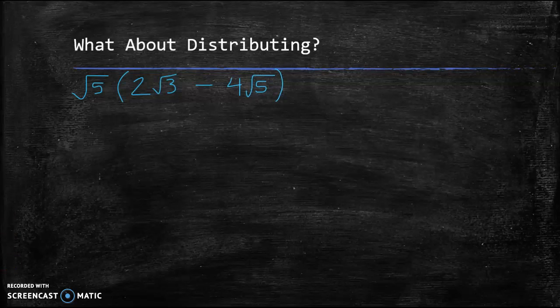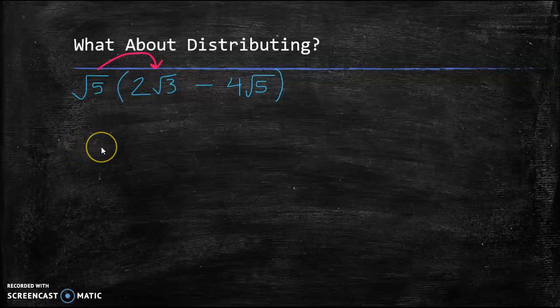We can also use the distributive property with radicals as well. This is a combination of all the properties we just looked at with the multiplication and the addition and subtraction. So I'm going to go ahead and distribute. I have the square root of 5 times 2 square roots of 3 minus 4 square roots of 5. Let's start by taking the square root of 5 and multiplying it times 2 square roots of 3. So I'm going to go ahead and write those pieces down underneath.